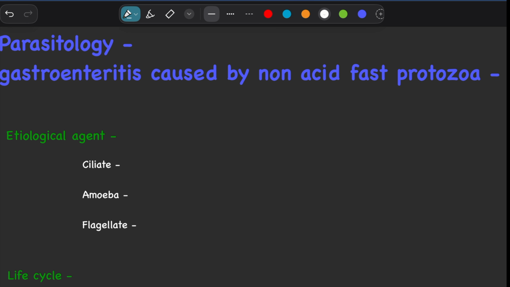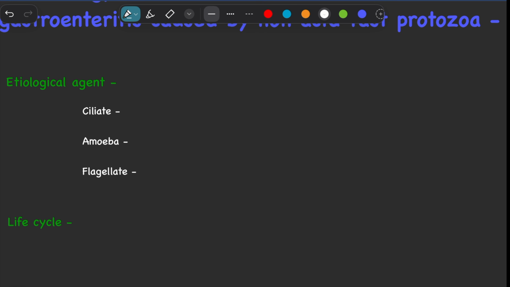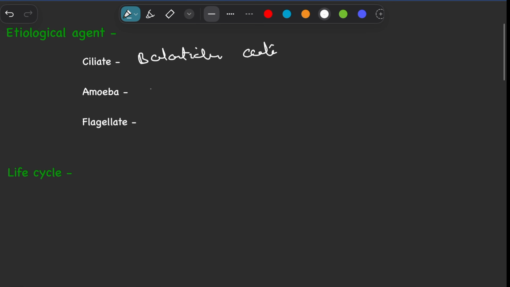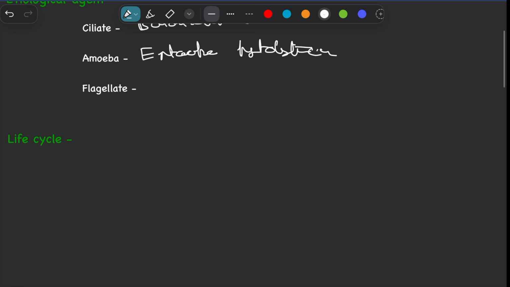Hi guys, today let's learn about gastroenteritis caused by acid-fast protozoa. There are many protozoa which cause gastroenteritis, but today we will learn about those which are acid fast. There are three acid-fast protozoa which cause gastroenteritis. One is a ciliate, one is an amoeba, and one is a flagellate. The ciliate is Balantidium coli. The amoeba, which everyone has heard of, is Entamoeba histolytica. The flagellate is Giardia lamblia.